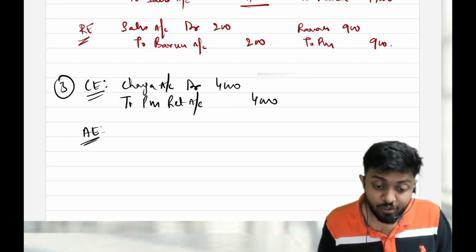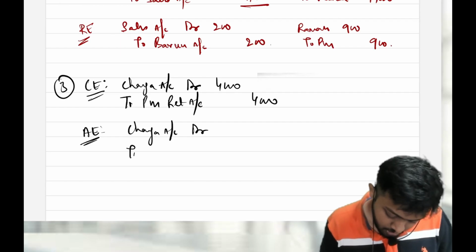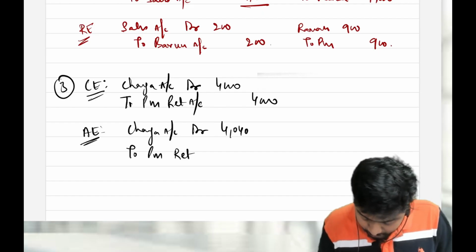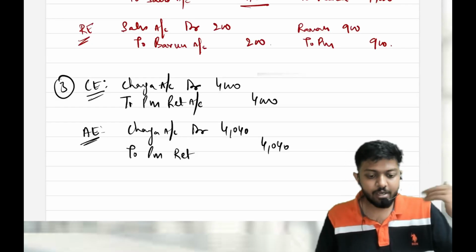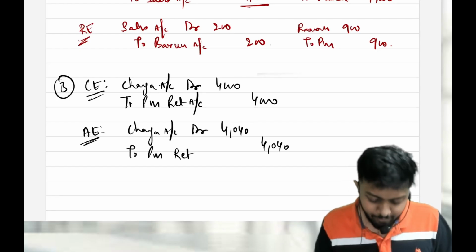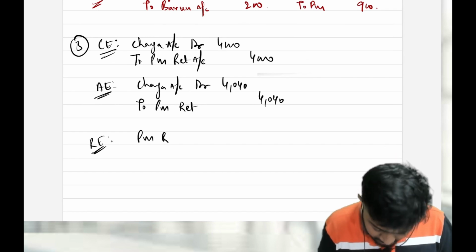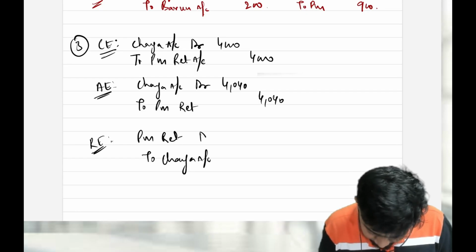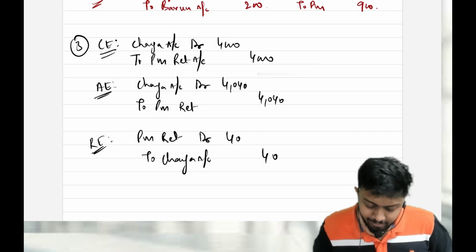But actually what has happened? They have recorded it as 4,040 on the same entry. Chaya account debit to purchase returns, but it has become 4,040. Now it is more by 40. Both Chaya account and purchase returns are more by 40. So to rectify, what to do? Purchase returns to Chaya account, debit 40. Now we have corrected the mistake.